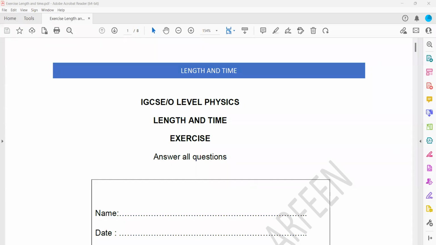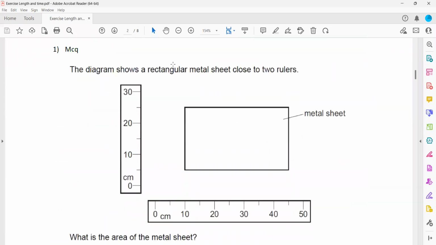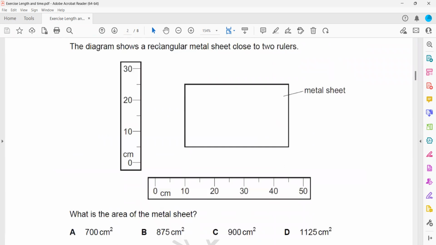So this one is exercise related to the topic 1.1, which is about length and time. The diagram shows a rectangular metal sheet and the two rulers are there. What is the area? How to work out the area? It will be length multiplied by width. So when the length is multiplied by width, we'll get the area.